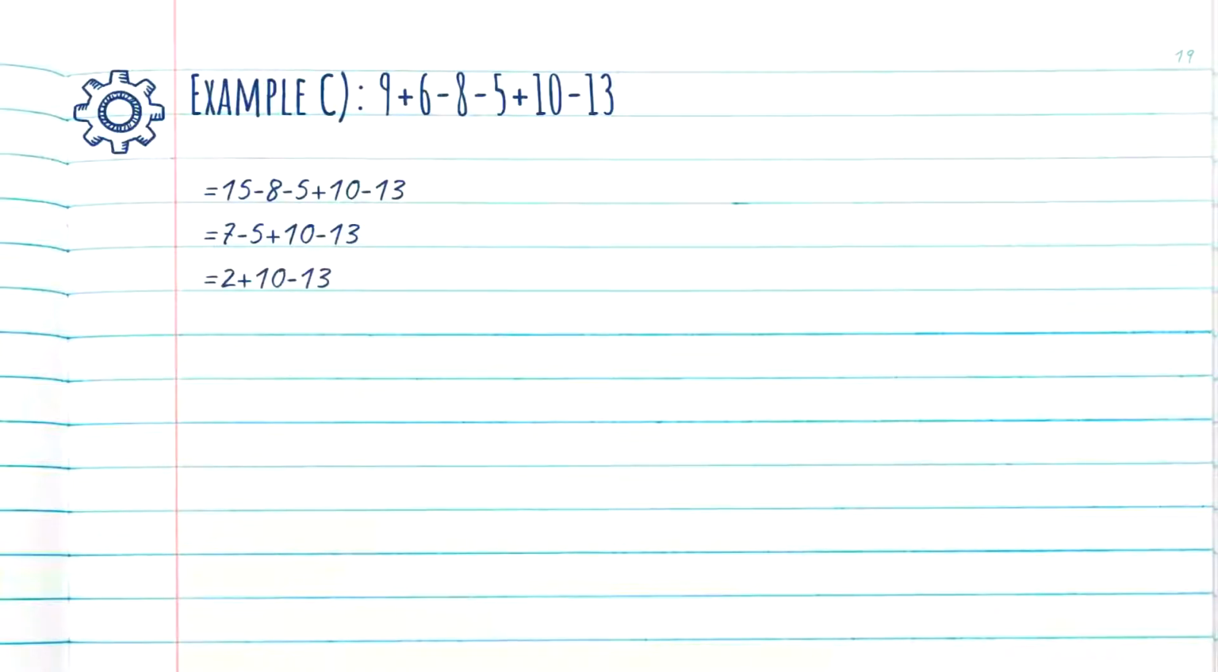Okay, so now we have 2 plus 10. 2 plus 10 is equal to 12. And again, we drop the rest of the equation. Now we only have one operation left, so it's really straightforward. 12 minus 13 is negative 1, and that gives us a final answer of negative 1.